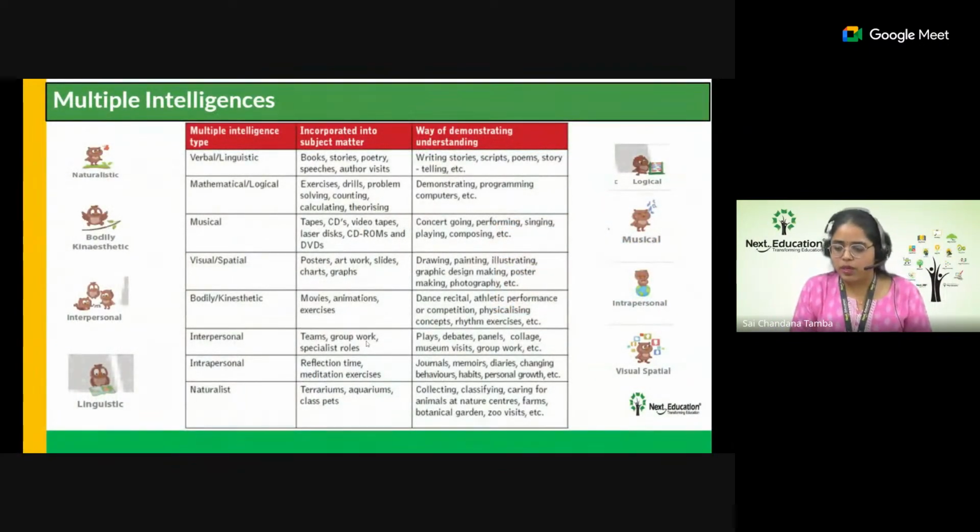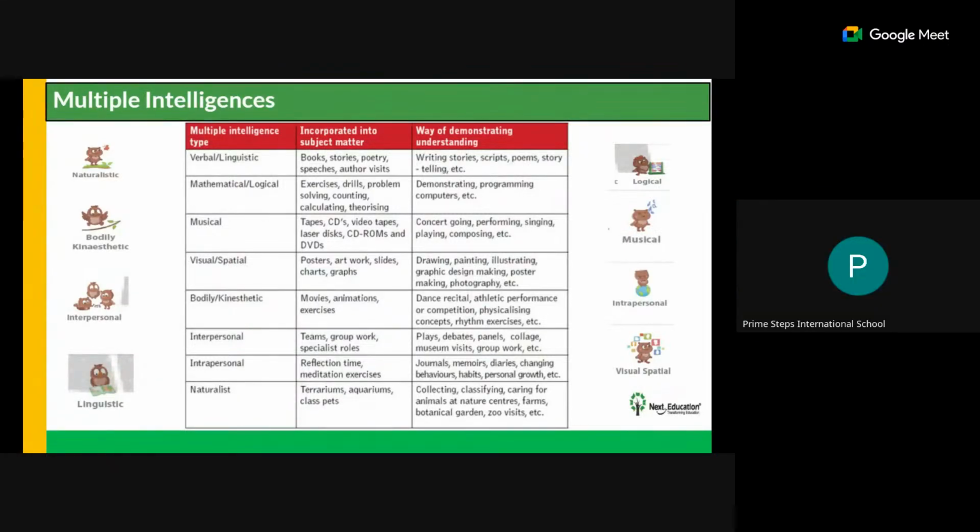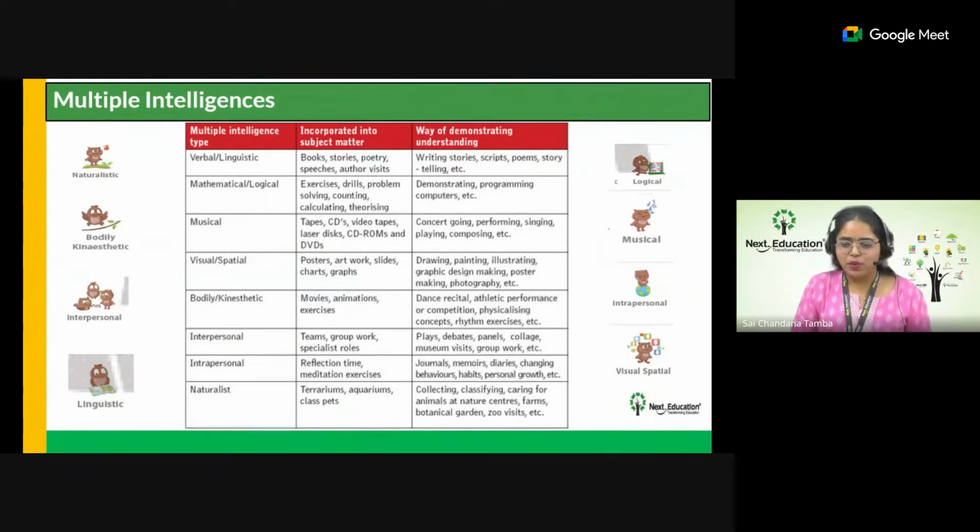So here there is a page on multiple intelligences. Can anyone tell me what this term refers to? What is multiple intelligence? Any idea? Different types of intelligence, maybe interest in a subject, or linguistic, that comes under multiple intelligences, I mean the different types of tools or options we have for it. Yes, multiple intelligences.